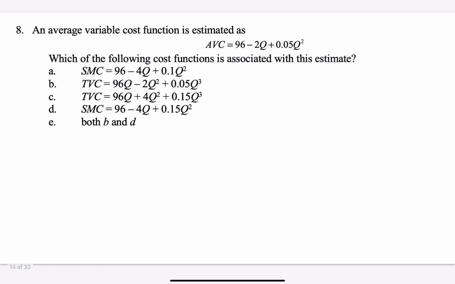Next one says an average variable cost function is estimated by average variable cost equals 96 minus 2Q plus 0.05Q squared, which means we're going to have A equals 96, B equals -2, and C equals 0.05. Which of the following cost functions is associated with this estimate? So rather than working through our answer choices, we're just going to solve for both of them.